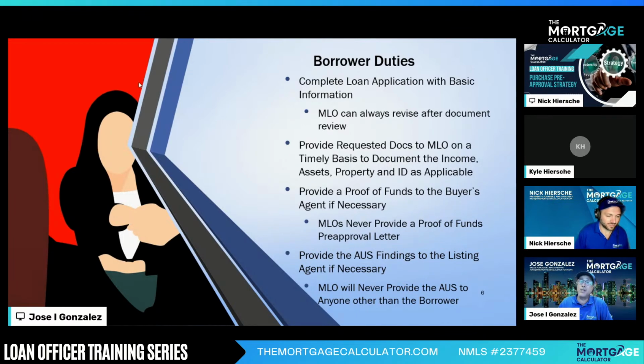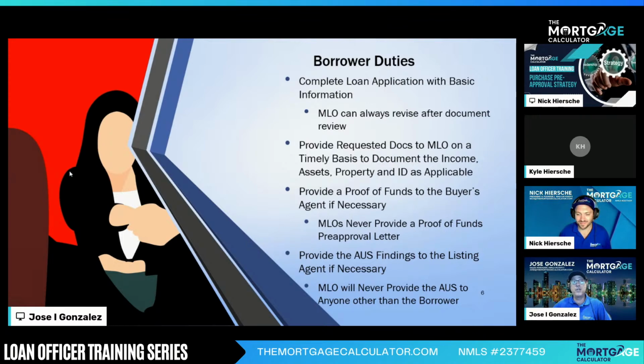So you may just be wasting a lot of time there with a transaction that's not going to close. So again, the borrower would be the one to provide the AUS findings to the listing agent, if the borrower felt that was necessary. The MLO would never provide that, and the MLO will never provide the AUS to anyone other than the borrower.